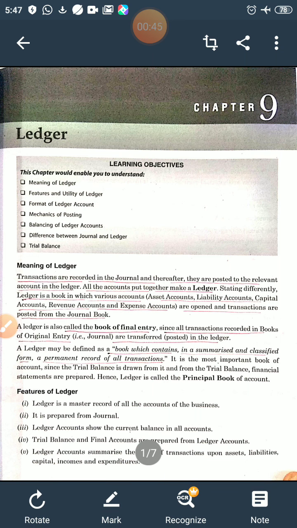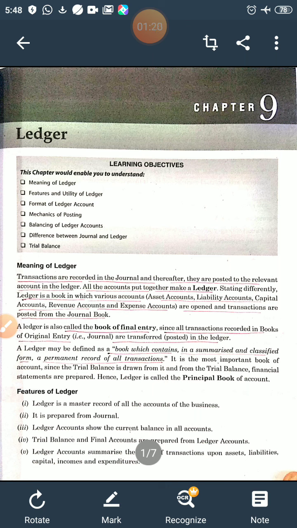Now, just to recap, the purpose of accounting is to record the business transaction. This is the first purpose, and why we are recording is to know the net profit or net loss during the year, as well as to know the financial position of the business. So journal is a recording of business transactions day by day in the books of account.